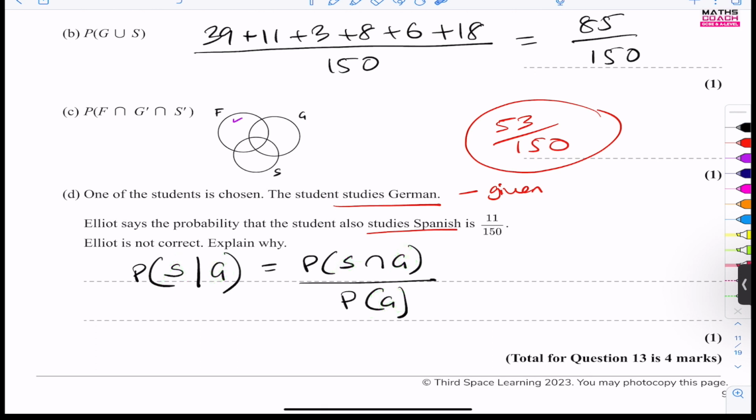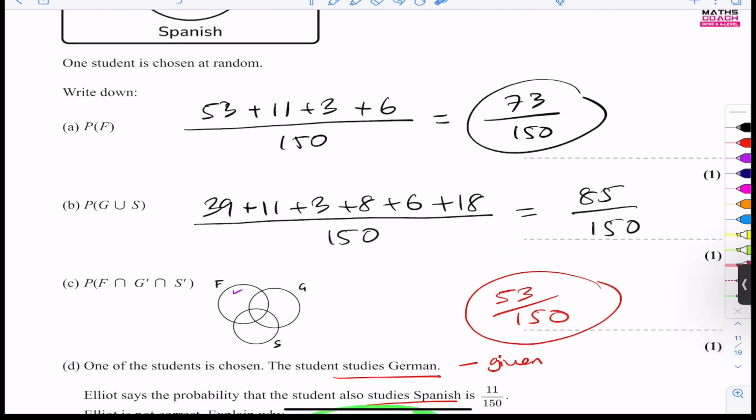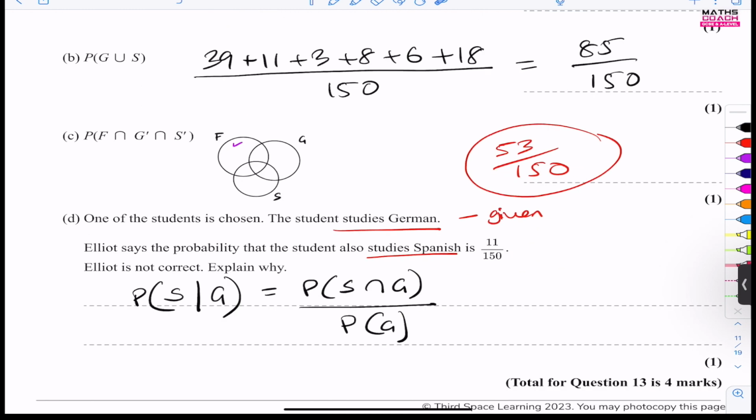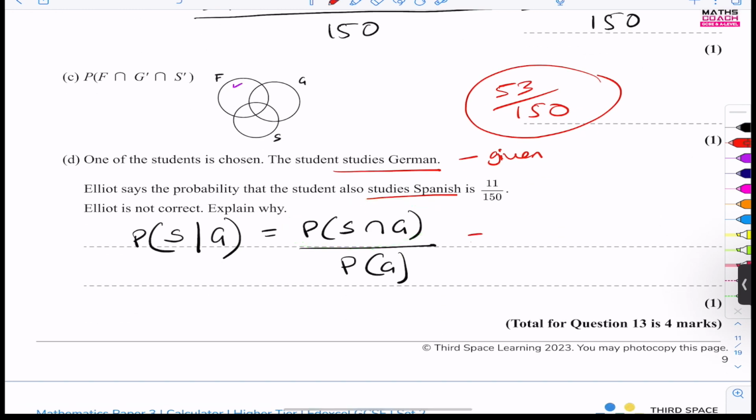Okay, so let's look for this. We're going to look for S and G. Let's see what that is. S and G is Spanish and German, which is those two, 3 plus 8. So it's 11. Okay, so S and G is 11.